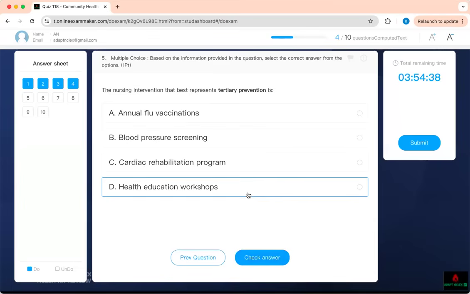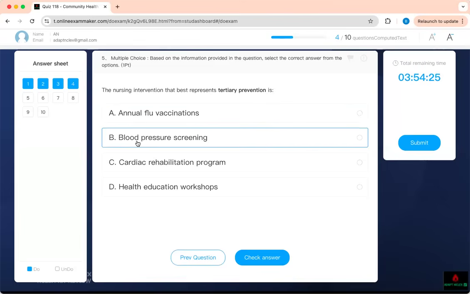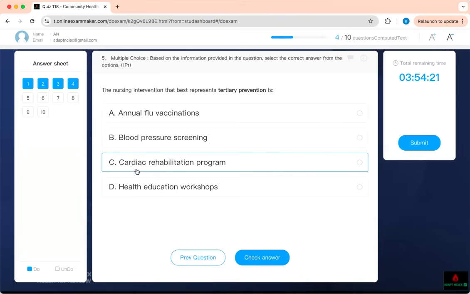Which intervention best represents tertiary prevention? That means they have the disease and you're treating them. Giving a flu shot is primary, to prevent the infection. Blood pressure monitoring screening is looking for something, so it's a secondary intervention. Cardiac rehabilitation, you have a heart problem and I'm getting you well, is tertiary. A health education workshop is primary.